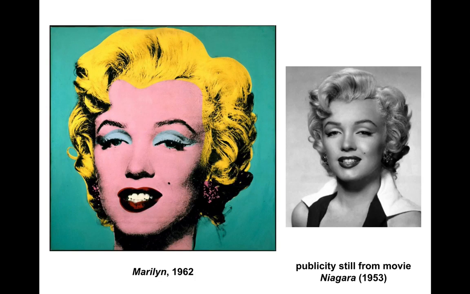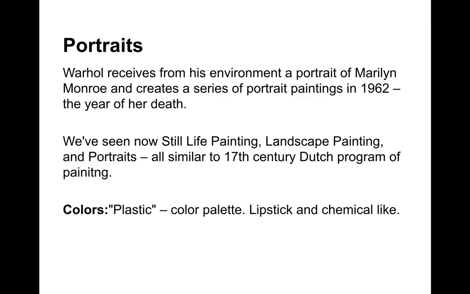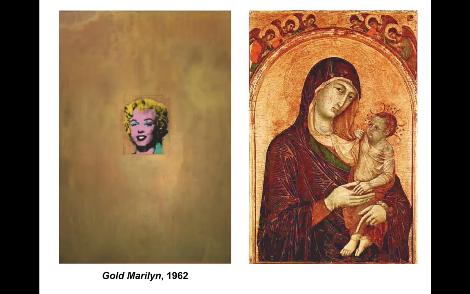So the color palette mimics the plasticity of everything, how chemical and artificial the makeup of the day is, and uses it in these bright and unrealistic colors. And so the lipstick is almost chemical-like. This is called Gold Marilyn from 1962.